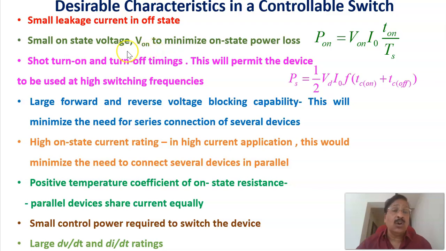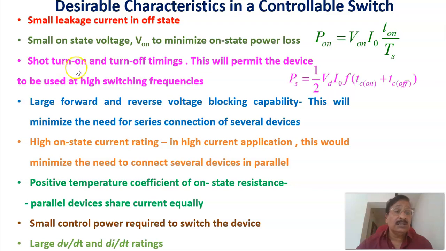That is, small on-state voltage V on to minimize the on-state power loss, because P on equals V on into I naught and T on divided by T. If you reduce this V on, you can reduce that P on, to minimize the on-state power loss.